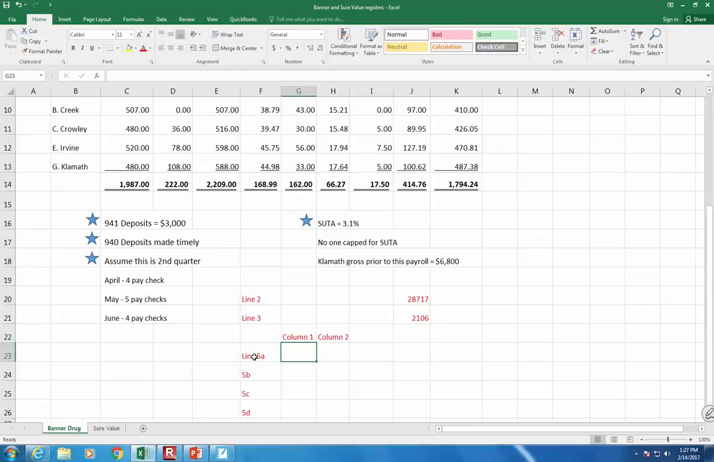Okay, 5A column 1, taxable Social Security wages. Social Security wages are OASDI wages. What do you have to watch out for here? Does anybody cap when they're making between $480 and $500 a week and we're in the second quarter? No. What if some of these guys were making $5,000 a week? Would you need to run some numbers and figure out if someone can cap? Heck yeah. But for the exam, I'm going to keep it really straightforward.